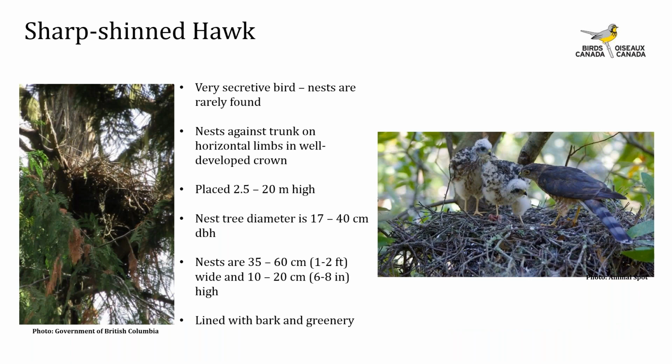They are a very secretive bird when it comes to nest locations. Nests are rarely found. Most reports describe nest locations against the trunk or on horizontal limbs in dense, well-developed portions of the crown, well below the top of the canopy. The nests are placed about 2.5 to 20 meters high, and the nest tree diameter can range from 17 to 40 centimeters diameter at breast height.